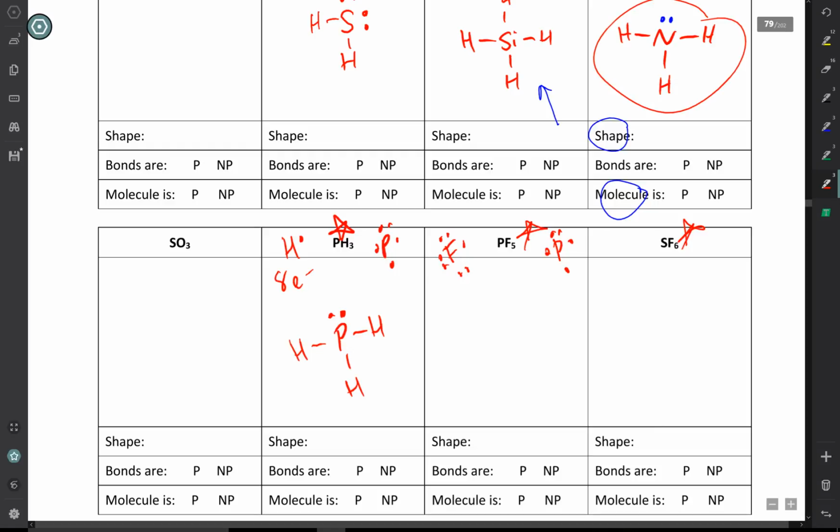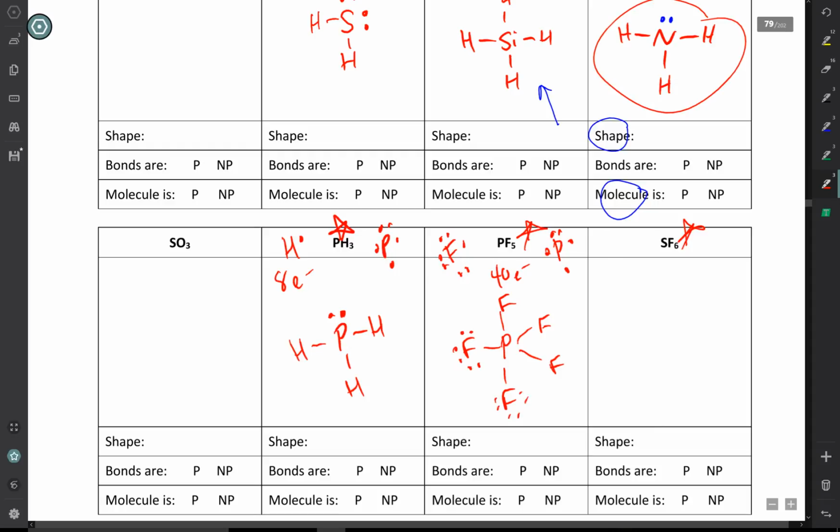That's how you know whether or not the octet is going to expand. It needs to in PF5. It does not need to, and therefore will not in PH3. So let's see, I've got 5 times 7 is 35 plus 5, so it gives me 40 electrons to keep track of. That's a lot. So I've got my phosphorus, 1, 2, 3, 4, 5. And exactly how you arrange the fluorine atoms around the phosphorus is not too important at this point in time.